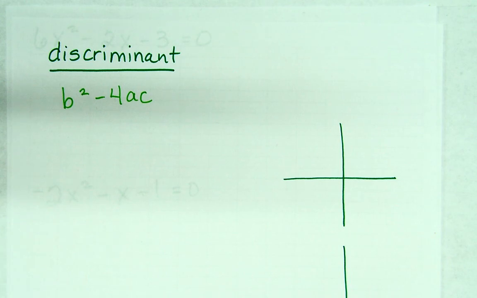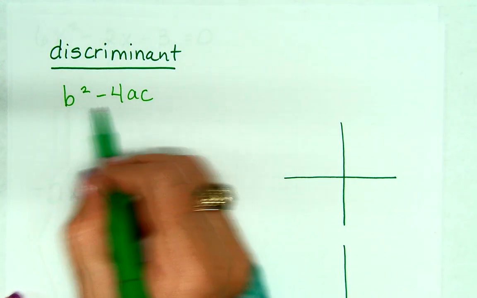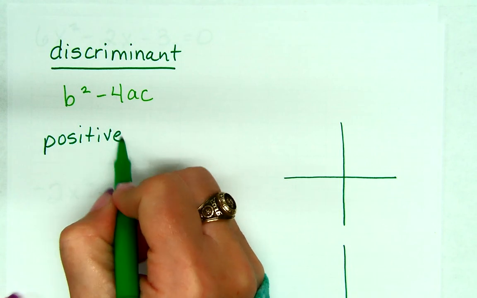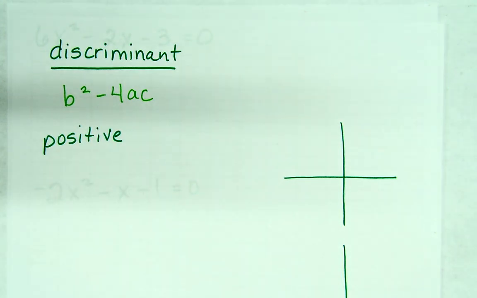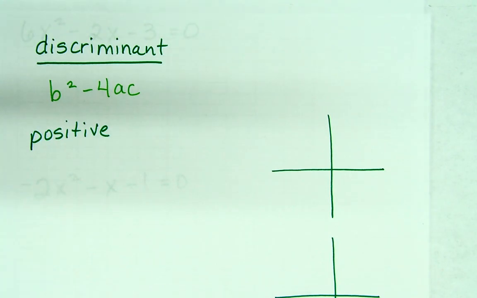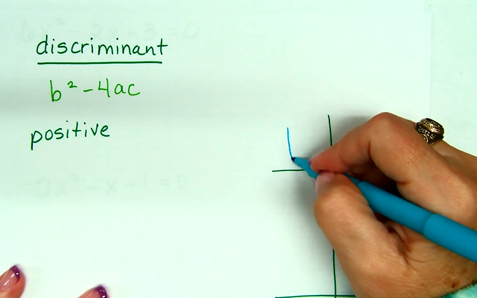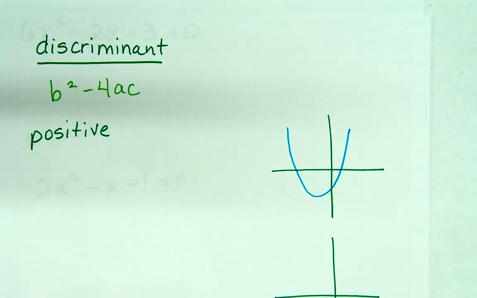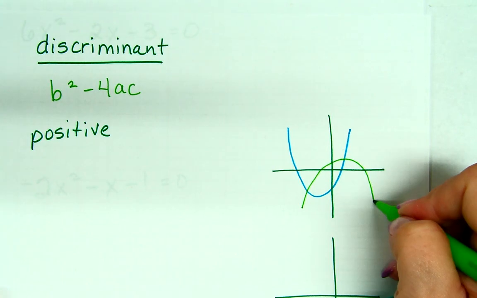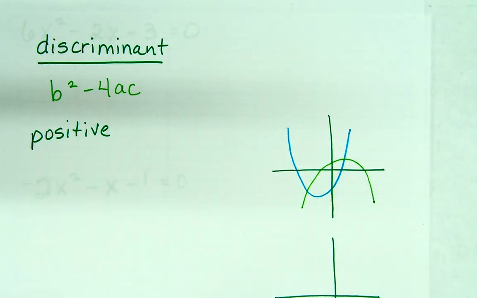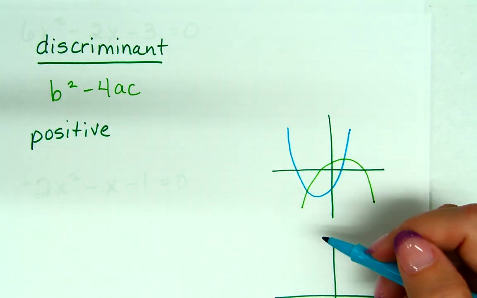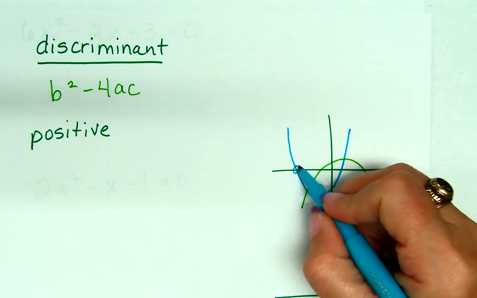Okay? The first option is that when you put everything in like you're supposed to, you can get a number that is positive. If you get a positive number for your discriminant, that means the graph looks something like this, or maybe it looks something like this. It's one or the other, not both. But what's true about this blue graph? How many times does it cross the x-axis? Once here and once here, right?